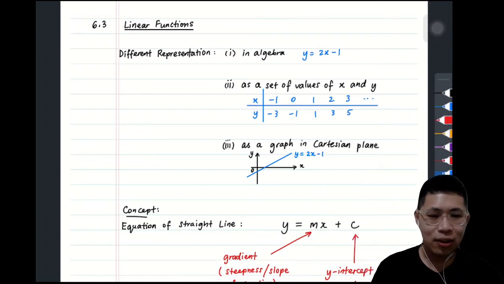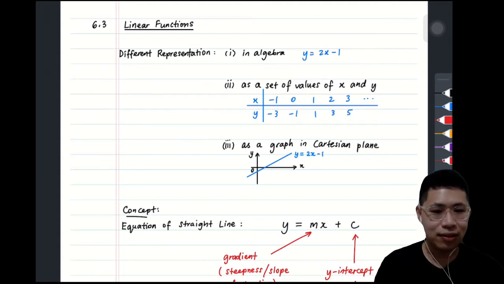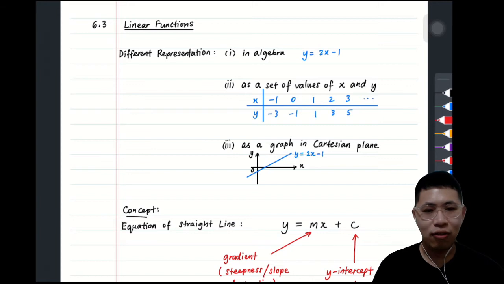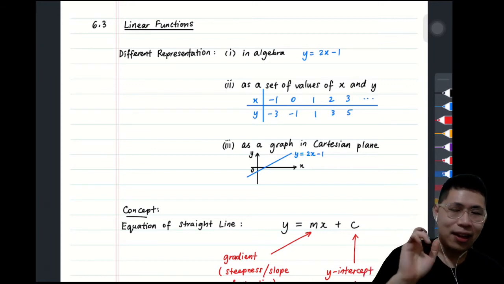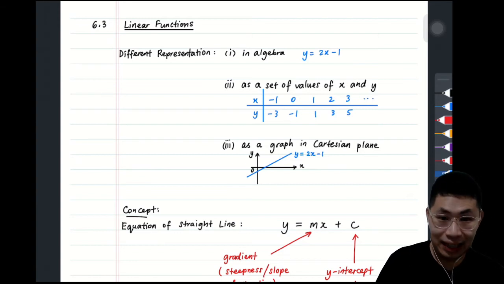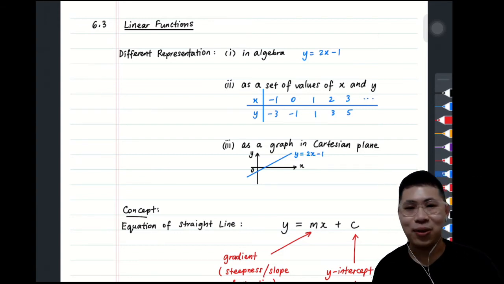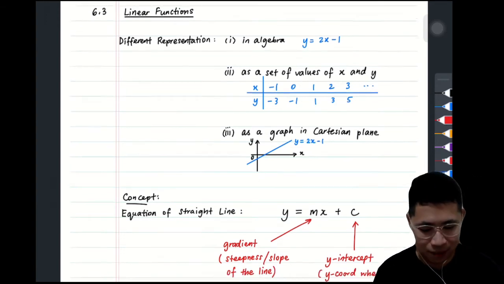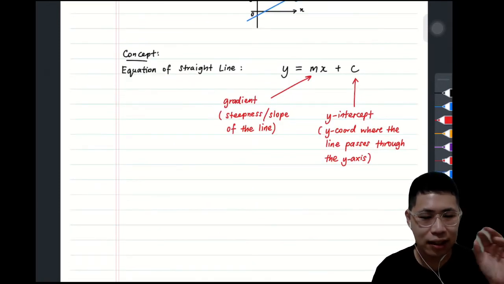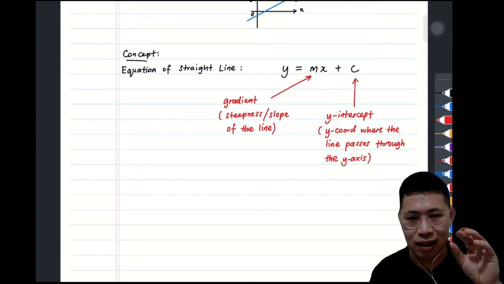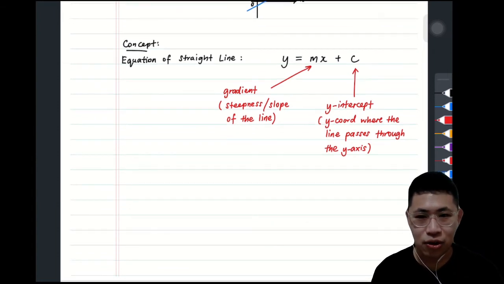Now in Sec 2 and Sec 3 we're going to look at curve graphs, and we're going to look at different functions. So for now, for linear functions, as you can see, the word linear has the word line. So now we are going to look at line graphs. Specifically, we're going to go on to the more technical and algebraic part of this concept. We're going to look at the equation of a straight line.